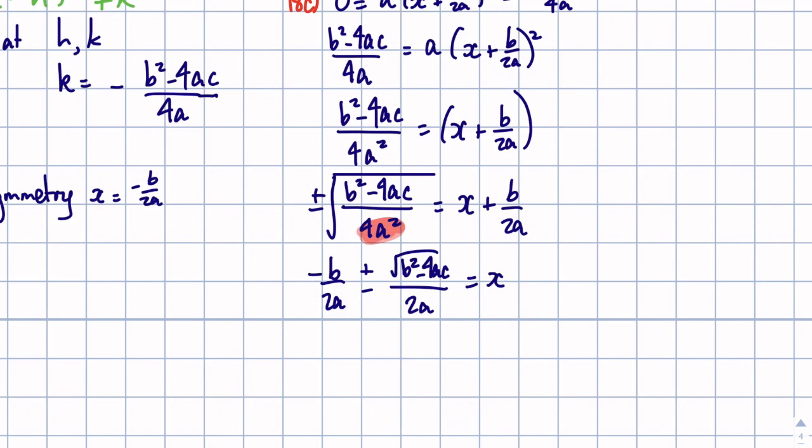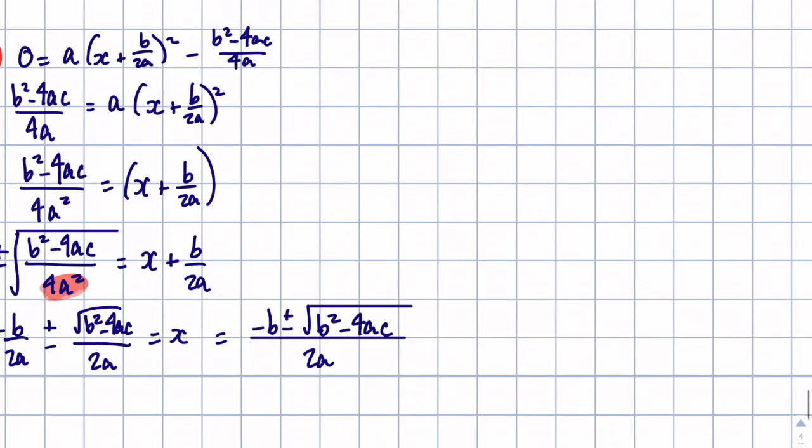Put them both over 2a, I get minus b plus minus the square root of b squared take 4ac, all over 2a. And they're my x-intercepts. Sorry about squeezing that into a small amount of space. Write the quadratic in factored form. Oh gosh, this question doesn't want much, does it? Okay, 18d.